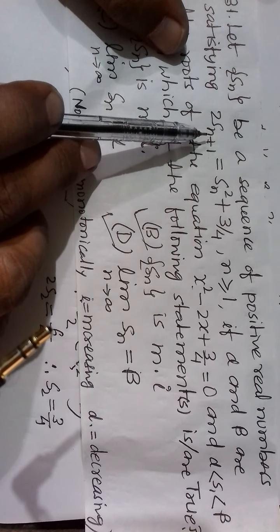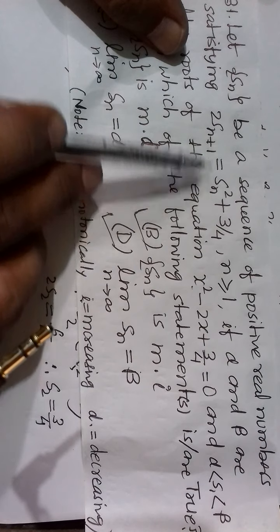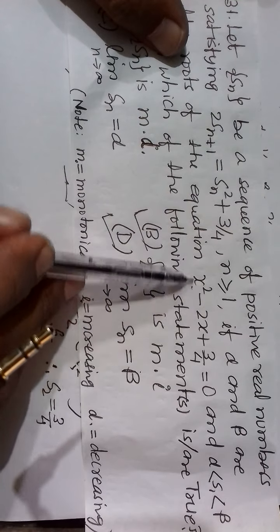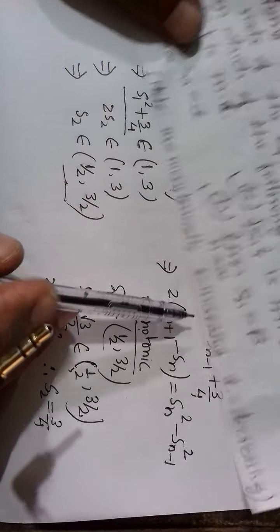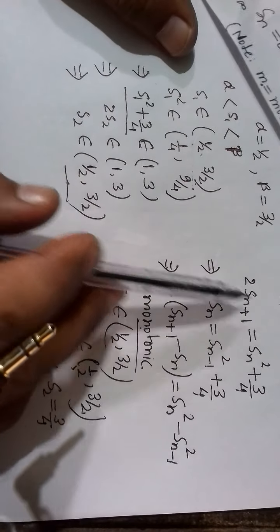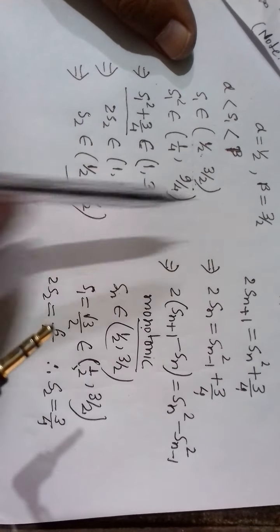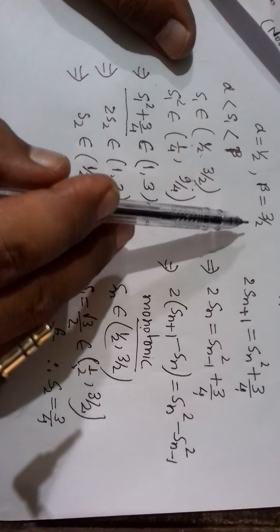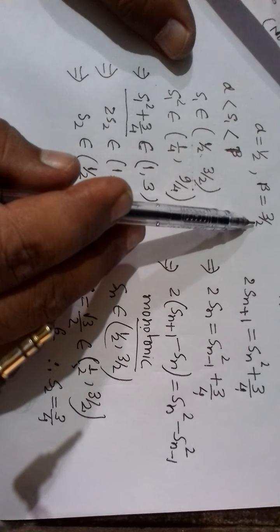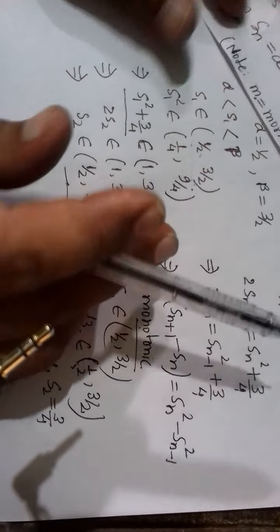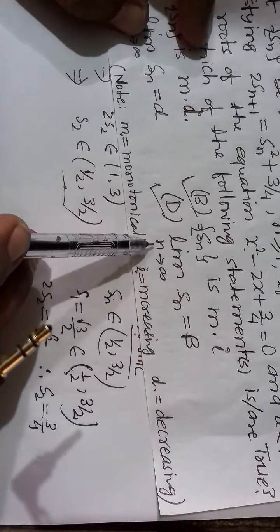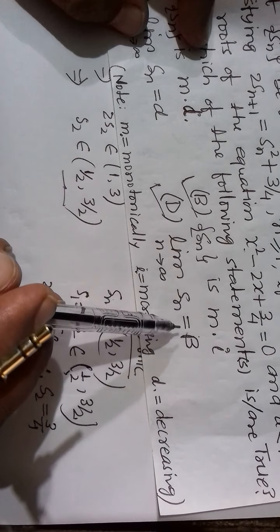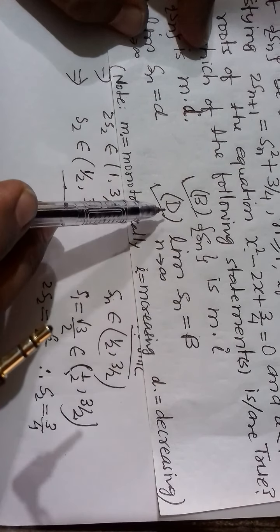can find the limit by putting L in place of S(n+1) and Sn at both places, and thus this equation will be the same as this equation, and we found the roots as 1 by 2 and 3 by 2. Since this sequence is monotonically increasing, it will take the larger value, that means 3 by 2, and 3 by 2 is beta. So limit n tends to infinity Sn will be equal to beta, so D is also correct.